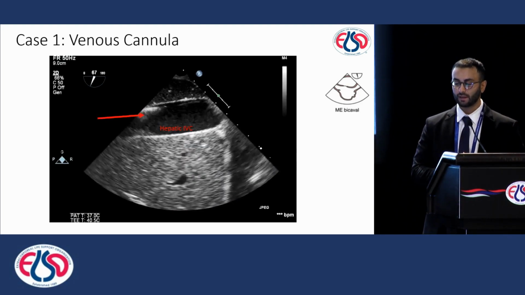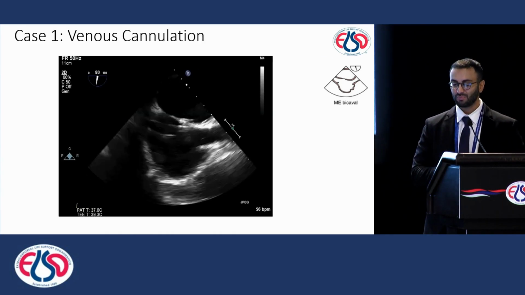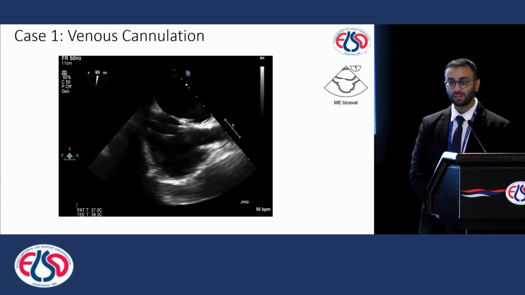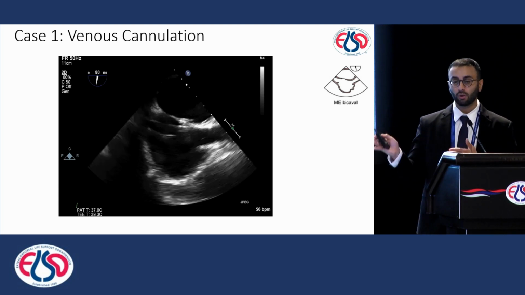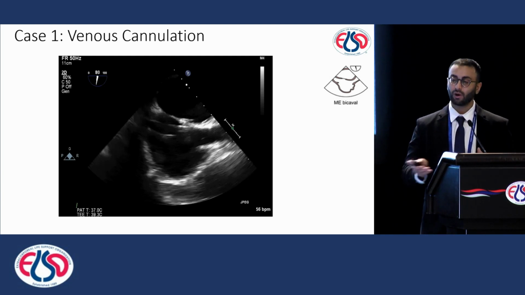We see there that the guide wire is freely and it's heading toward the right atrium. We then take a look on our mid-esophageal bicaval view here, again, transesophageal echo, and we can see that we have our guide wire traversing the right atrium and going into the superior vena cava, and so we're fairly confident that we're in the right location.